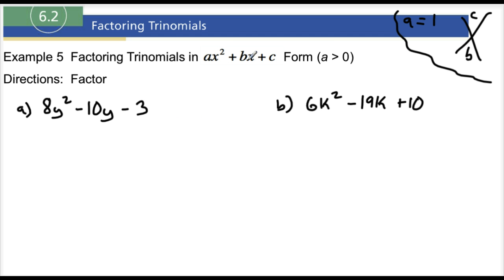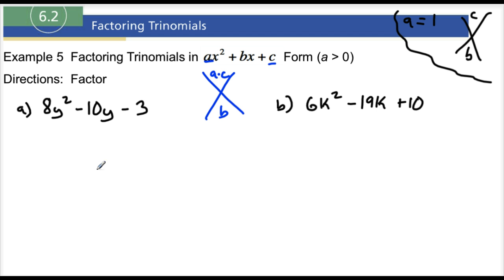When it's in the same form, but when a is greater than 0, we're still going to do our cool diamond, but instead of putting c up here, we're going to put a times c. We're actually going to multiply these two guys and put that on top, and then b goes on the bottom. Okay, so let's go ahead and do that. Let's multiply these two guys to get the top and add to get the bottom.